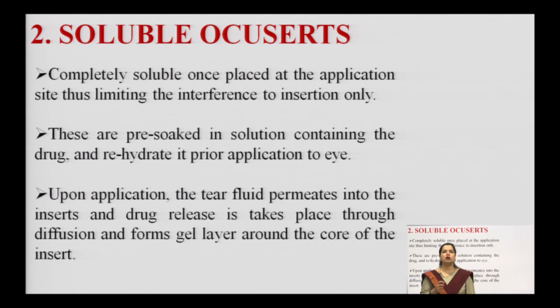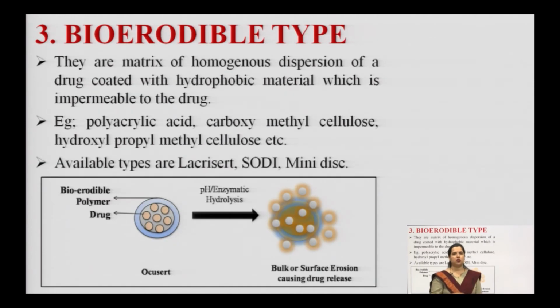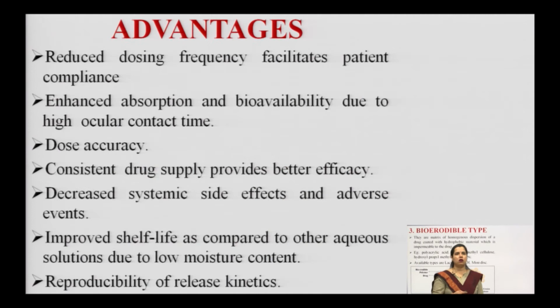Upon application, the tear fluid permeates into the insert and drug release takes place through diffusion and forms a gel layer around the core of the insert, right. Initially the insert is in intact form. Once it is placed into the eye, after contact with tear fluid, it swells and forms a jelly-consistency structure. From that gel layer, the drug diffuses out slowly to the application site.